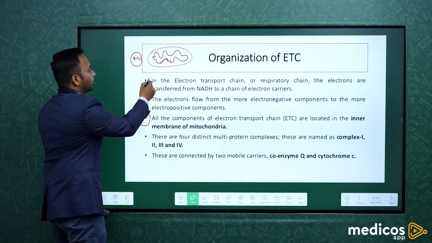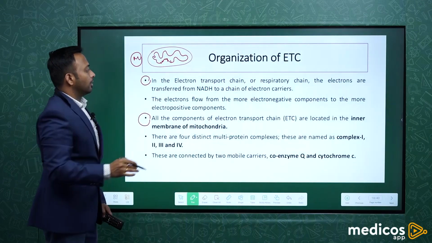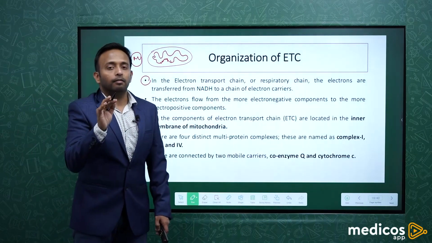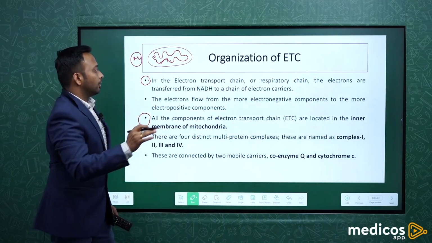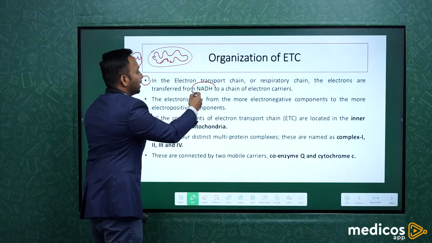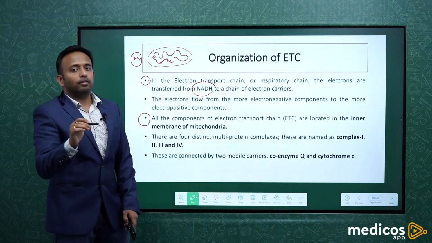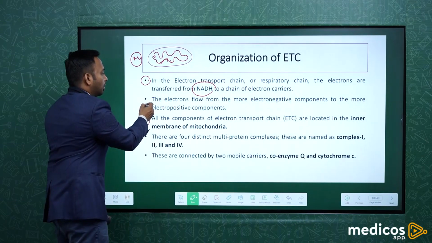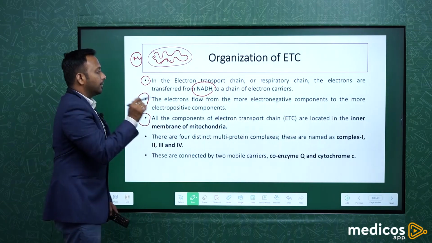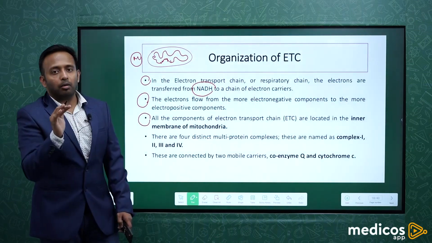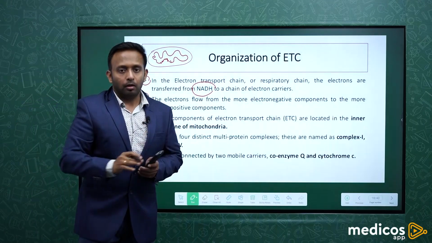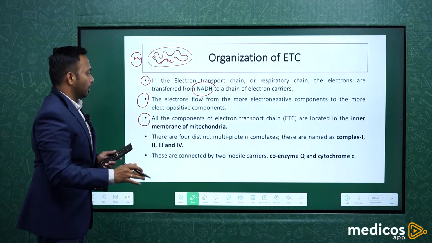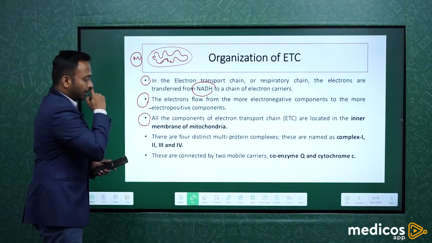In the electron transport chain or respiratory chain, what is happening is transfer of electrons from NADH to the chain of electron carriers. So it will carry the electrons. Electrons travel, very basic knowledge, from the more electronegative component or molecule to the more electropositive component, that is the flow, that is how it is done.